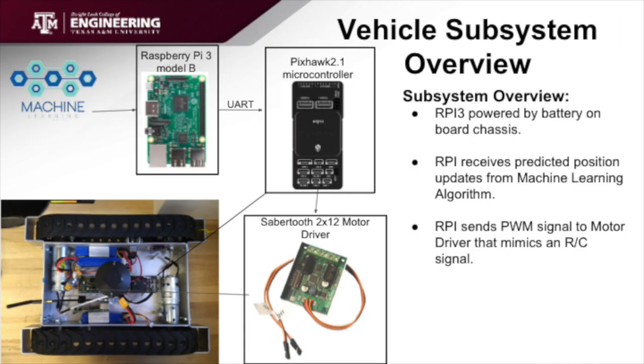For the vehicle subsystem, we used a Raspberry Pi to communicate with a Pixhawk via MAVLink. Since the Pixhawk doesn't natively move a vehicle without GPS or RC signals, we tricked the Pixhawk into thinking it was receiving RC signals through a bit mask.